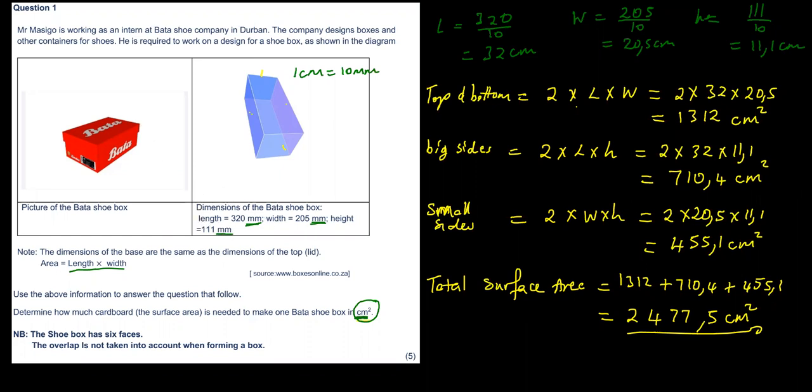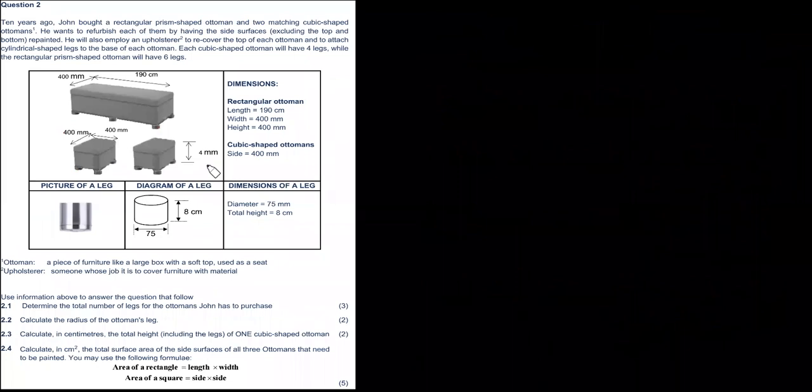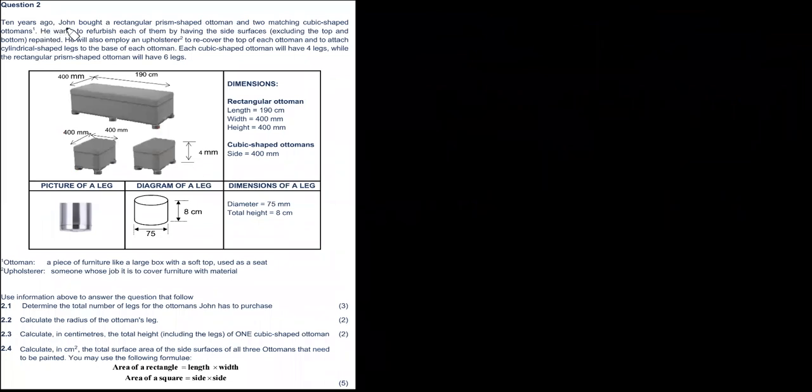So let's look at the next question. 10 years ago, John bought a rectangular prism shaped ottoman and two matching cubic shaped ottomans. He wanted to refurbish each of them by having the side surfaces, excluding the top and bottom. Again, guys, you must always take note of what they're excluding. When they say excluding top and bottom, it means you are dealing only with the sides. So you repaint only the sides.